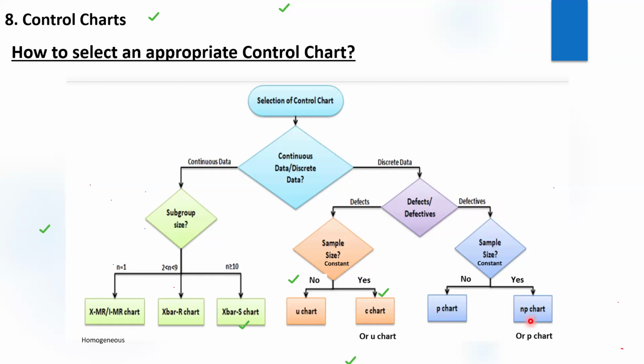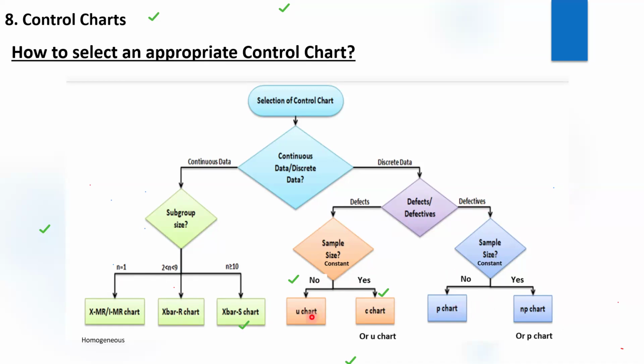Okay? So forget about this. It is just a Six Sigma part, but I just told you how to decide a control chart. Now I will decide which chart I should use. Suppose it is continuous data and sample size is between 2 to 9, I will go with the X bar chart. If it is a single sample, I will go to the IMR chart. If the subgroup size is greater than 10, I will use the X bar S chart. If I am counting defects, I will use C or U. When I am counting defectives, I will use P and NP.